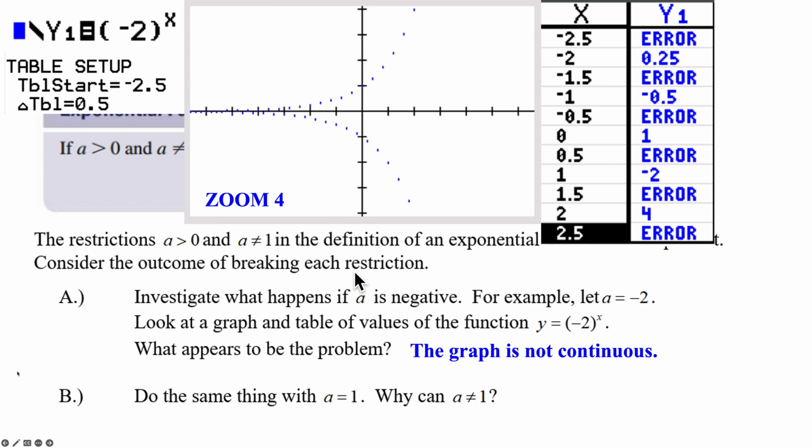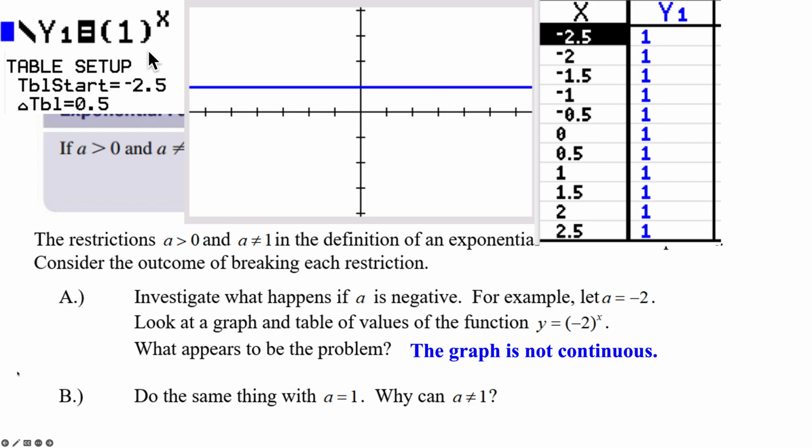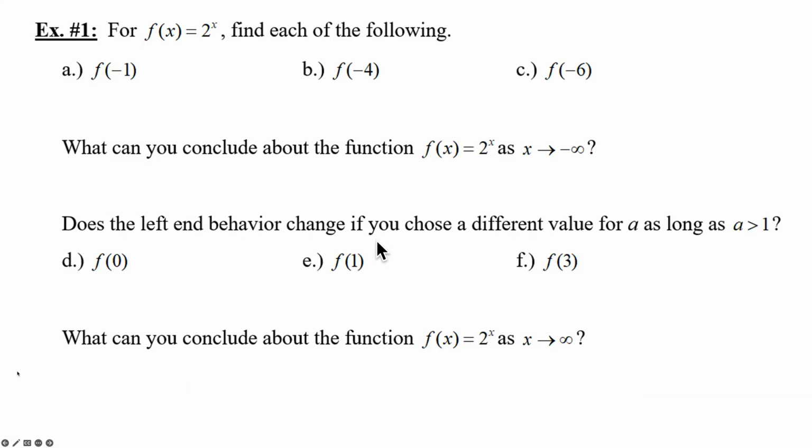What's the problem with 1 as my base? Well, I went to y1, took out the negative 2, put in a 1, and holy cow, I graphed it. I get a horizontal line. My y's never change. Okay, well, that makes sense. That's not an exponential function. That's a constant function. All right, so we don't want that one either. So I get it. We have to have a positive base, but it can't be a 1. All right, I buy into that now.